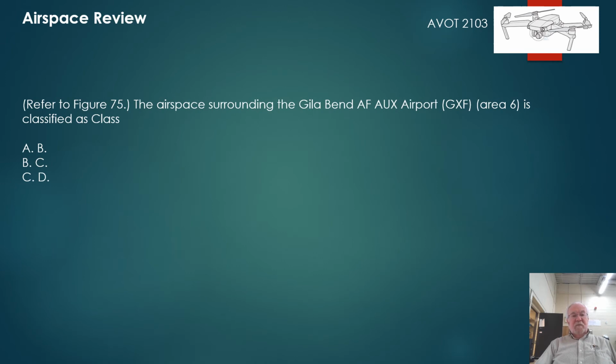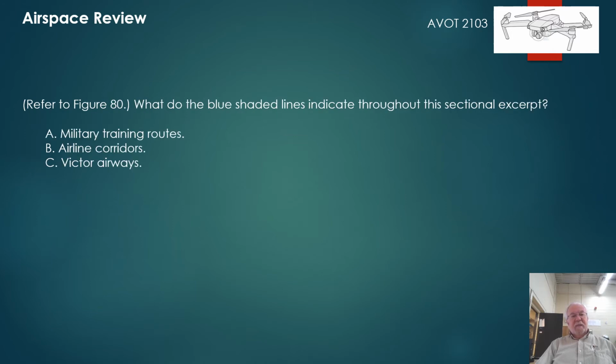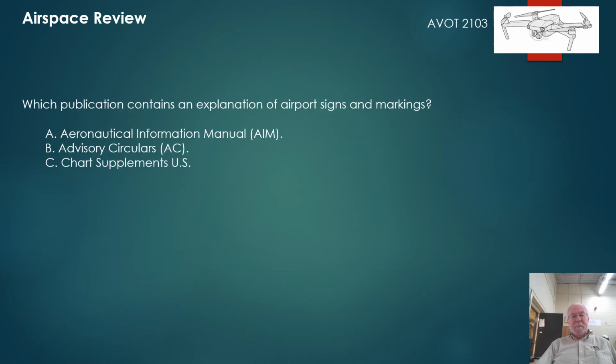Refer to figure number 75, airspace surrounding the Gila Bend Air Force Base. Area 6, by the way, is classified as D airspace. Refer to figure 8. What does the blue shaded lines indicate through the sectional? Victor Airways. Just running through some sample questions from the written test. Which publication contains an explanation of airport signs and markings? Take a guess. Yep, you're right. Aeronautical Information Manual. Sure. That's where we find all of those, all that kind of information.